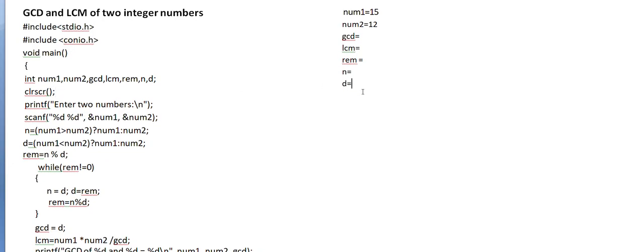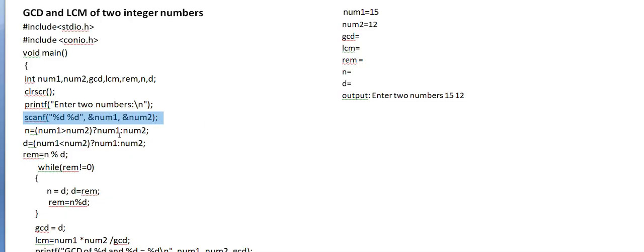Printf enter two numbers. So what output is going to be generated? Let's write here output. So it will display enter two numbers. So I will give the input as 15 as well as 12. So num1 is equal to 15, num2 equals to 12. Here I have taken the input already. So in this scanf, it helps to hold the values for num1 and num2 respectively as 15 as well as 12.